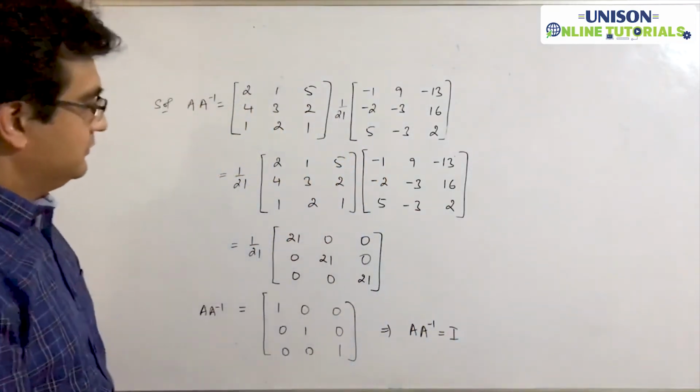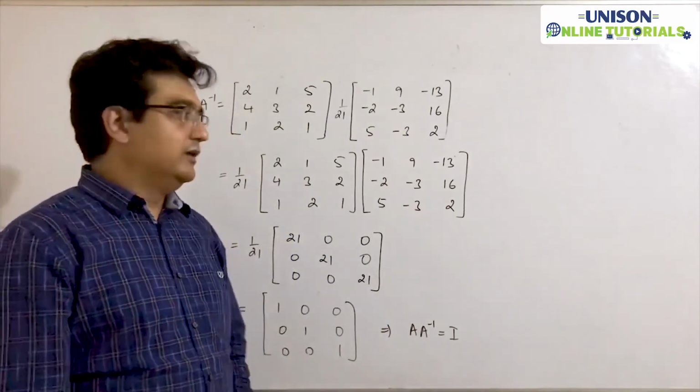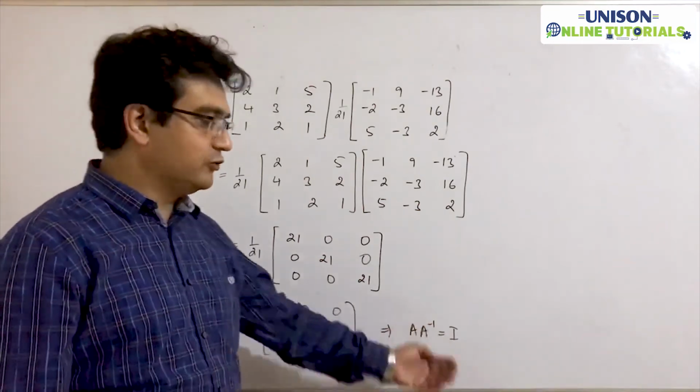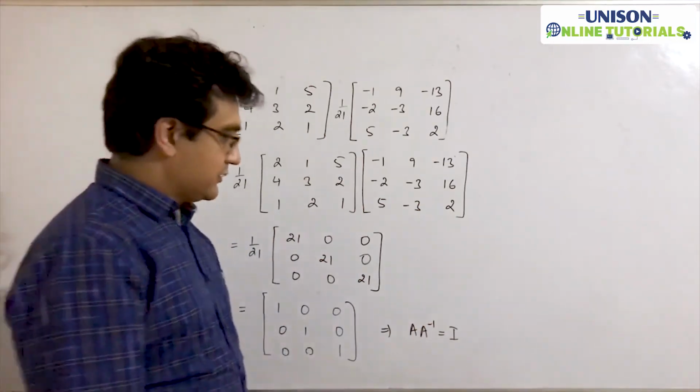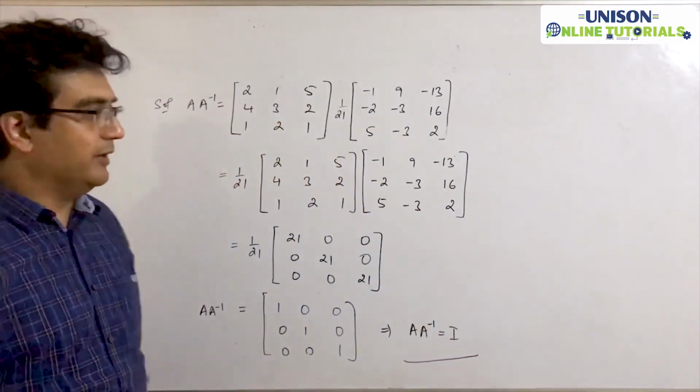So now A inverse is basically the reciprocal of the matrix. अगर उस मैट्रिक्स को हम उससे मल्टीप्लाई करेंगे उसके इनवर्स से तो the result should be I. So this is how we calculate the inverse of the matrix.